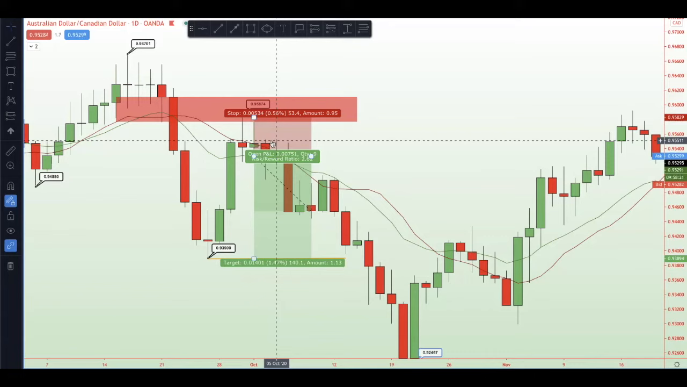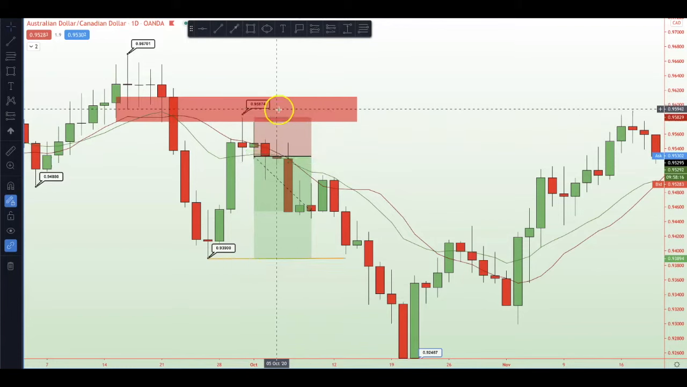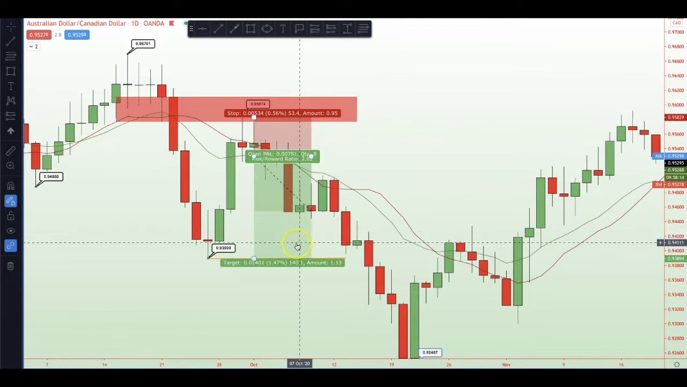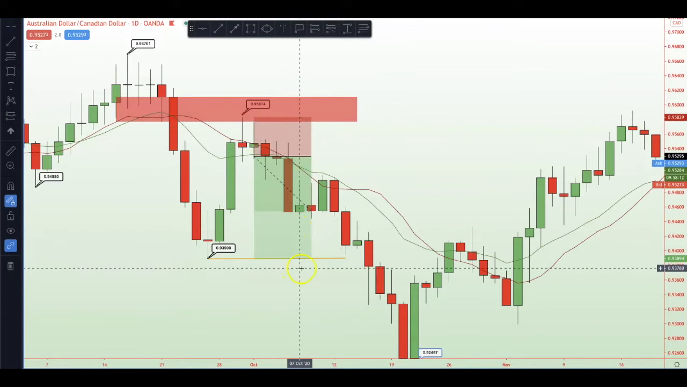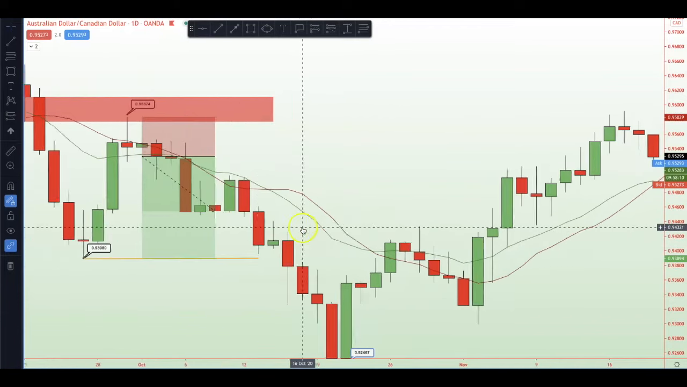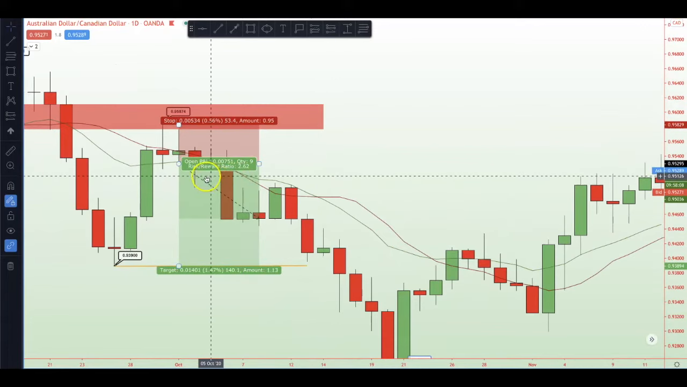So let's finish getting into this. Now that I have my stop loss set, as you guys can see, my stop loss is the number 53 and my take profit is 140 pips. There's one more number you want to pay attention to, and that is your risk to reward. Now my risk to reward on here is 2.62, which is really, really good.